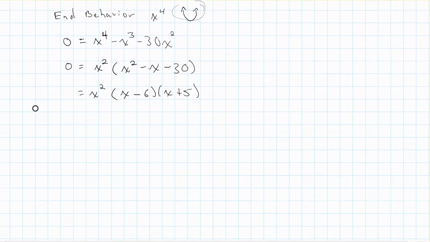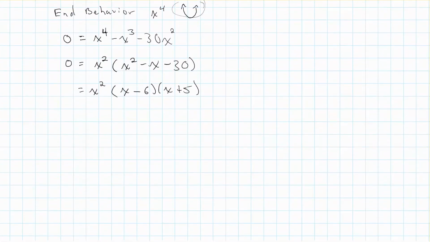Things are not responding as well right now. And so this would give me, of course, zeros of x equals 0, 6, and negative 5. And then I'll write underneath them their multiplicities. So this would be multiplicity 2, multiplicity 1, multiplicity 1.